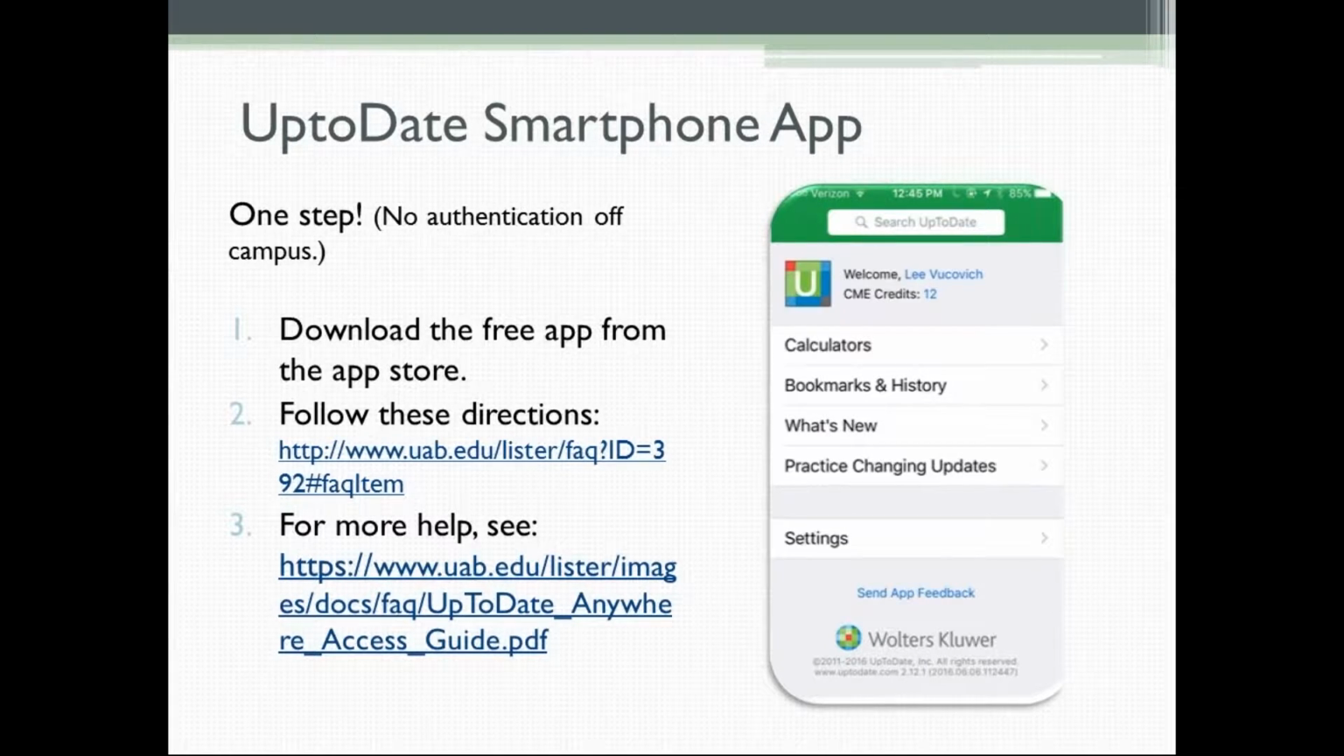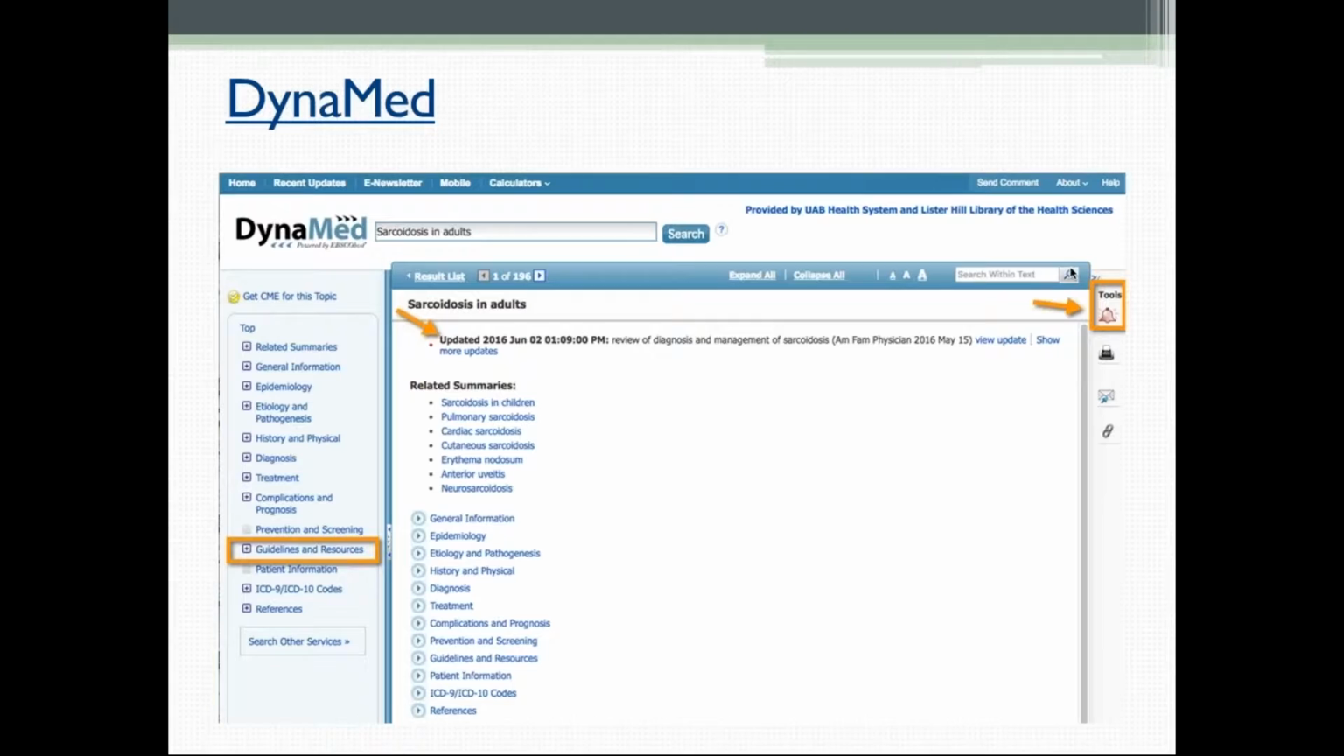This is what the app looks like, and it's amazing. It has absolutely everything that's in UpToDate. Two of my favorite features for staying current are the What's New right here on the home page. That is by specialty. So you would look up neurology and they'll send you only the newest changes. So you can scan that in 5 minutes and say, okay, that's what's going on.